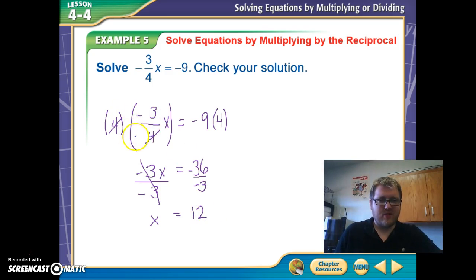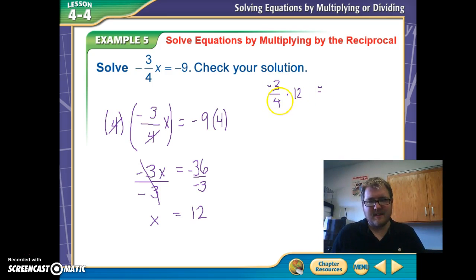Does it make sense that 3/4 of 12 is 9? I think that definitely sounds really reasonable, because if I put -3/4 times 12, I get -3 times 12, which is -36, divided by 4, which is -9. So my answer checks out.